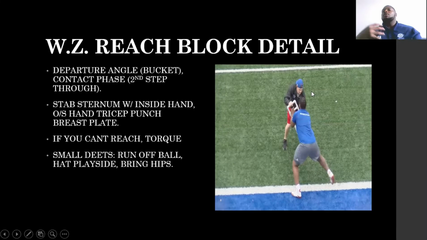All right, so just some other rules and caveats when we're talking about a wide zone reach block. We want to sell the reach block. We're trying to sell that we're trying to win the perimeter of the defense. And after we can't make that reach and that defender is fighting to be reached, and he's working his leverage, we're going to go ahead and torque him outside with our inside hand that's on the sternum of the defender. Just some small details.